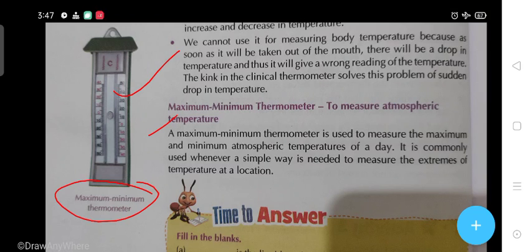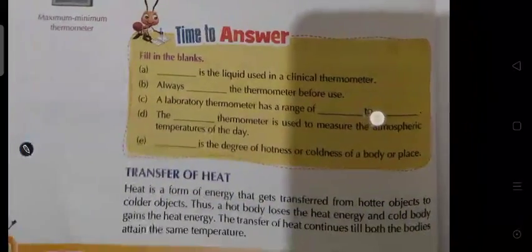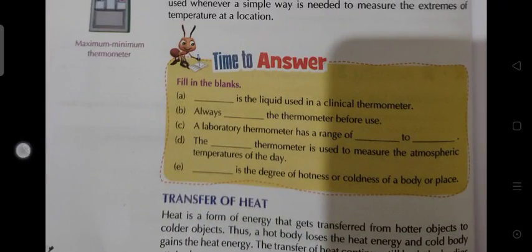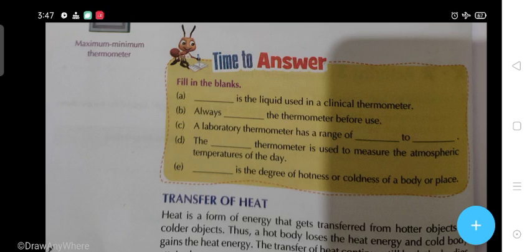A maximum minimum thermometer is used to measure the maximum and minimum atmospheric temperature for a day. It is commonly used whenever a simple way is needed to measure the extremes of temperature at a location. Here, students, you have to write the answers in these fill-in-the-blanks one by one.